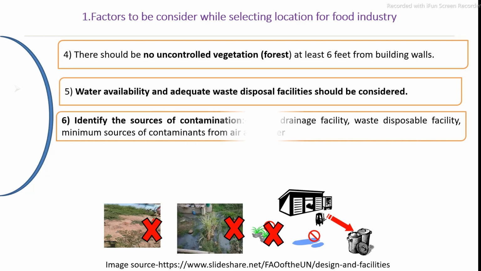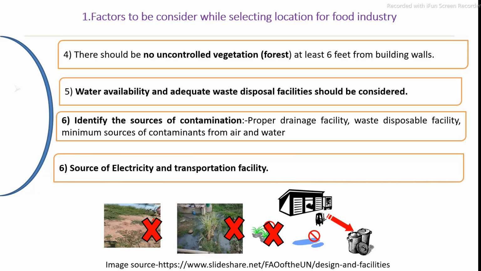Then identify the sources of contamination, that means possible sources of contamination near that specific area must be properly considered, with respect to proper drainage facility, water disposal facility, and minimum sources of contamination from air and water. Then the source of electricity and transportation. These are the minimum requirements with respect to hygiene and sanitation of the specific location to set up the food processing industry.